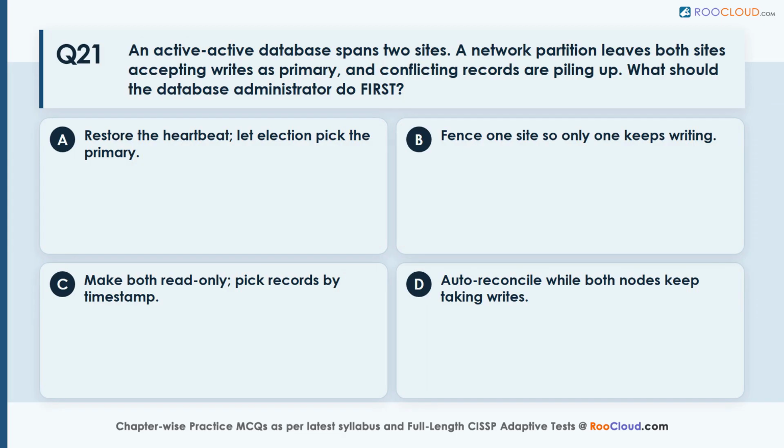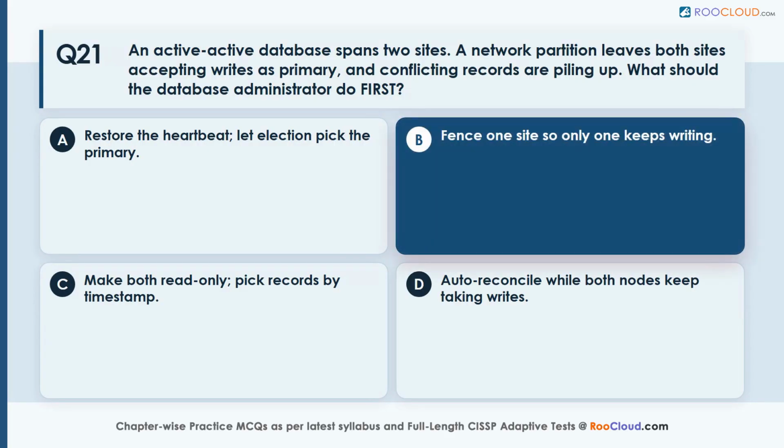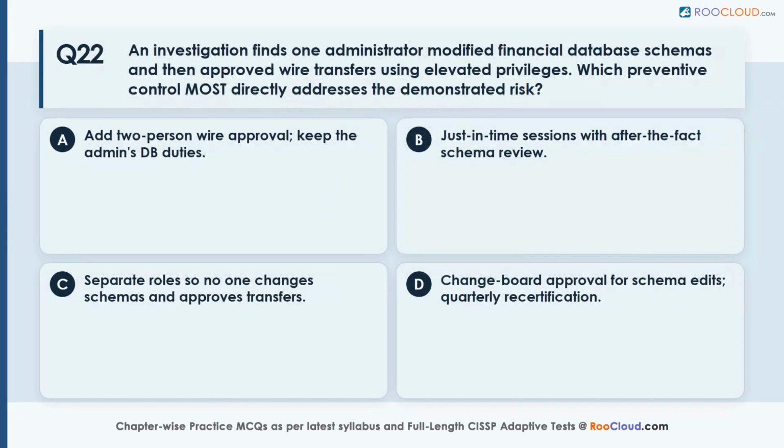Option A restores the heartbeat and lets election pick a primary. Passive, and it may not settle quickly while conflicts grow. Option C makes both sites read-only and picks records by timestamp. That halts service on both and jumps to a lossy merge. Option D auto-reconciles while both nodes keep writing. That reconciles a target that keeps moving. Option B enforces fencing or quorum, so one site stops writing before any reconciliation begins. Stop the bleeding to a single writer first, then reconcile. That is the pattern.